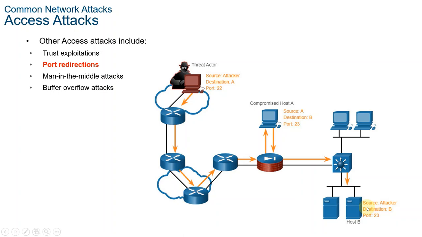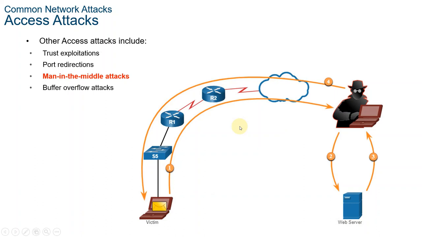So next would be man-in-the-middle attacks, or MITM. In a man-in-the-middle attack, the threat actor is positioned between two legitimate entities in order to read or modify the data that passes between the two parties. The figure here displays an example of the man-in-the-middle attack.